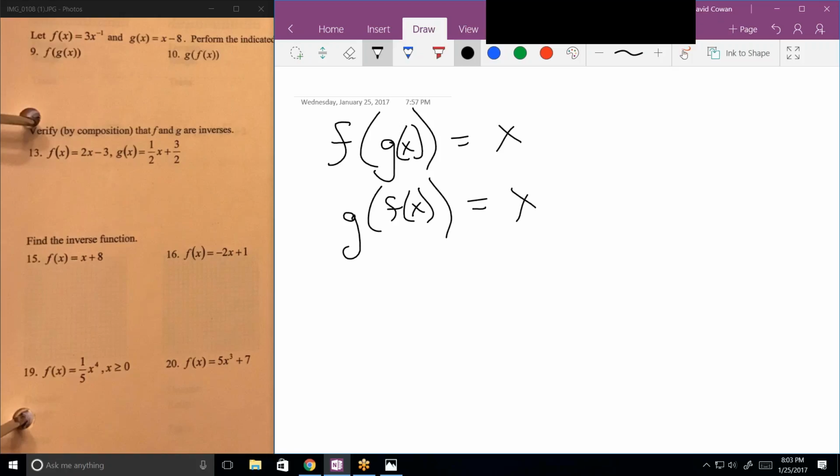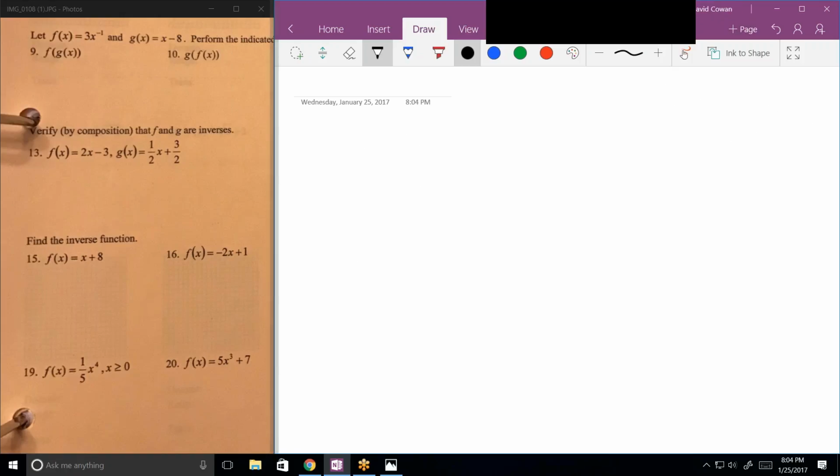Now, another way I can write this is f of its inverse is always equal to x. Right? So that's what we're going to do on 13 in order to prove that one is an inverse of the other. You still there?